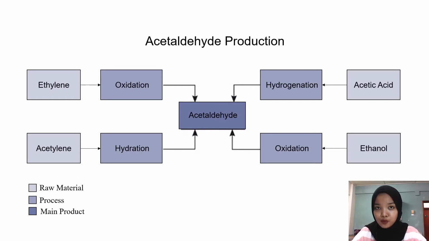Generally, there are four ways in order to produce acetaldehyde. The first one is the oxidation of ethylene. The second one is hydration of acetylene. The third one is hydrogenation of acetic acid. And lastly, the oxidation of ethanol. But for this project, we're going to focus on the oxidation of ethylene.